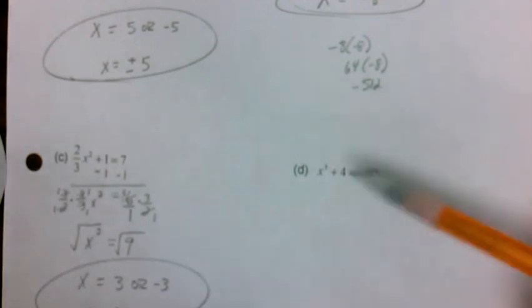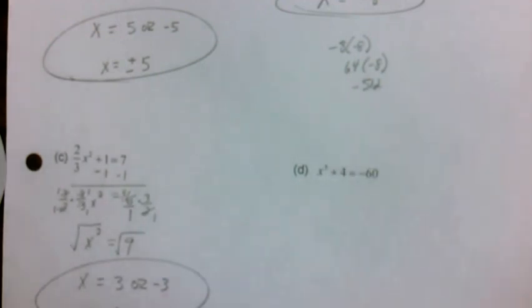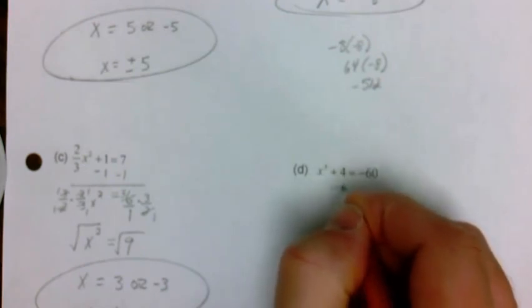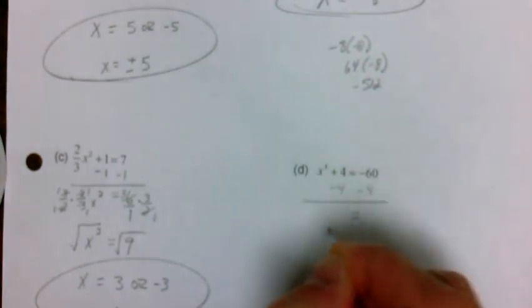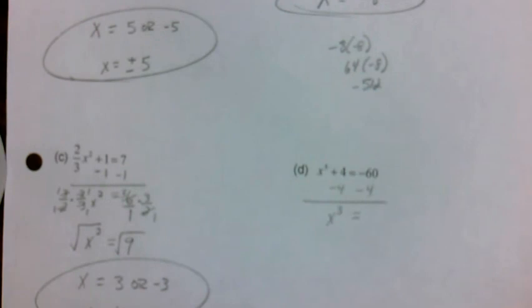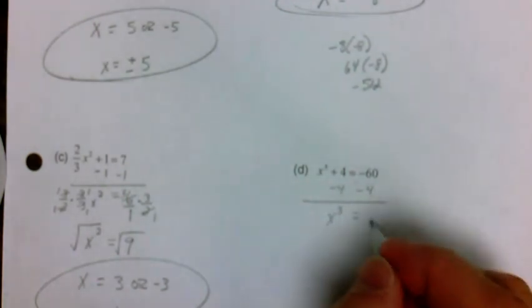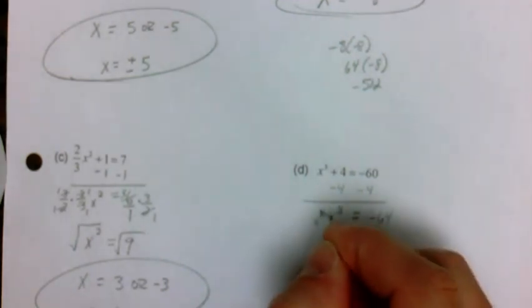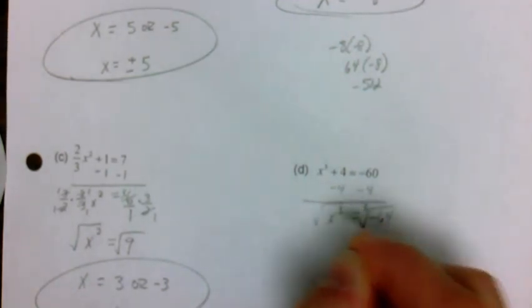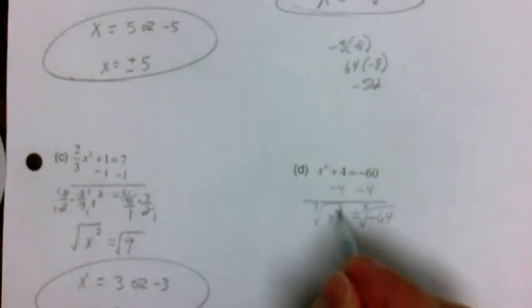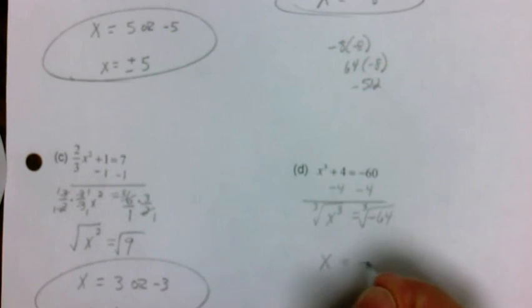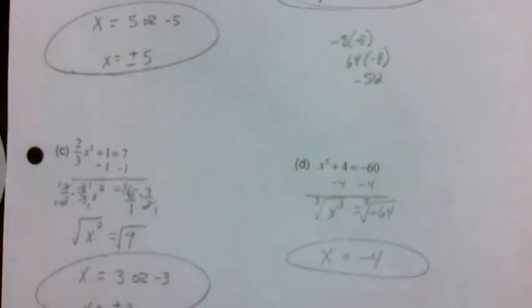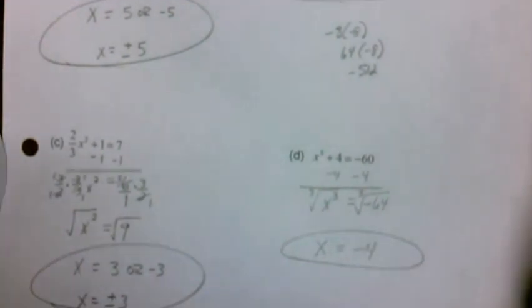Finally, with letter D, we have x cubed plus 4 equals negative 60. We'll start by subtracting 4 on each side to get the variable term x cubed alone on the left. Negative 60 minus 4 is negative 64. Now to get the value of x, let's do the cubed root on each side. The cubed root of x cubed is x. The cubed root of negative 64 is going to be negative 4. Just one solution to this equation, and it's x equals negative 4.